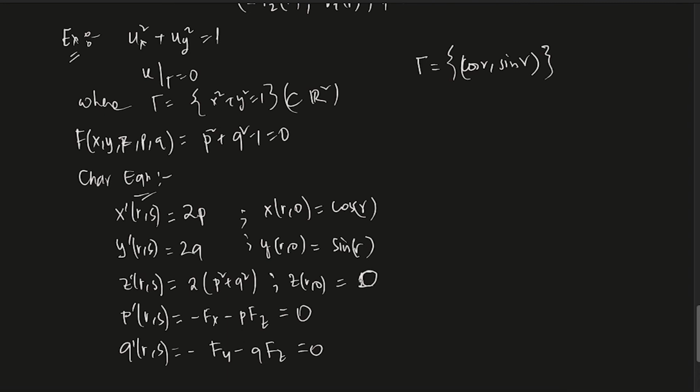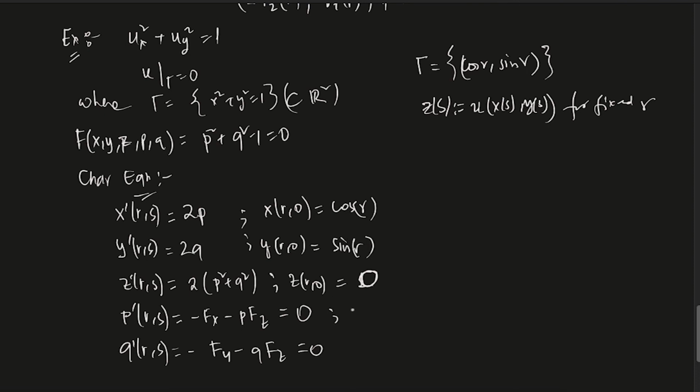Sorry, it's not 1. See, z is u, right? Z of s is defined as u of xs, ys, for a fixed r. So at the point r0, z at the point 0 is u at the point x at 0, y at 0. So essentially that is u at cosine r, sine r, and that is 0. Okay, so that is z at the point r0.